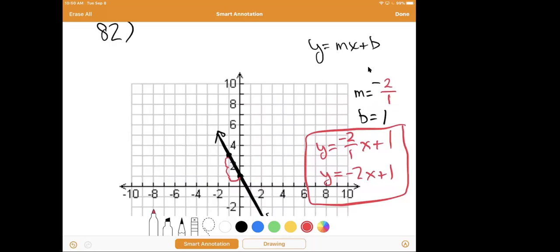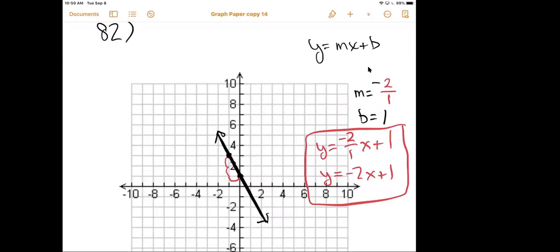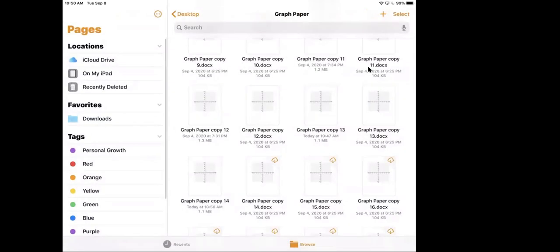All right. We are going to go to problems 84 and 86, and we're going to do those on the same paper.